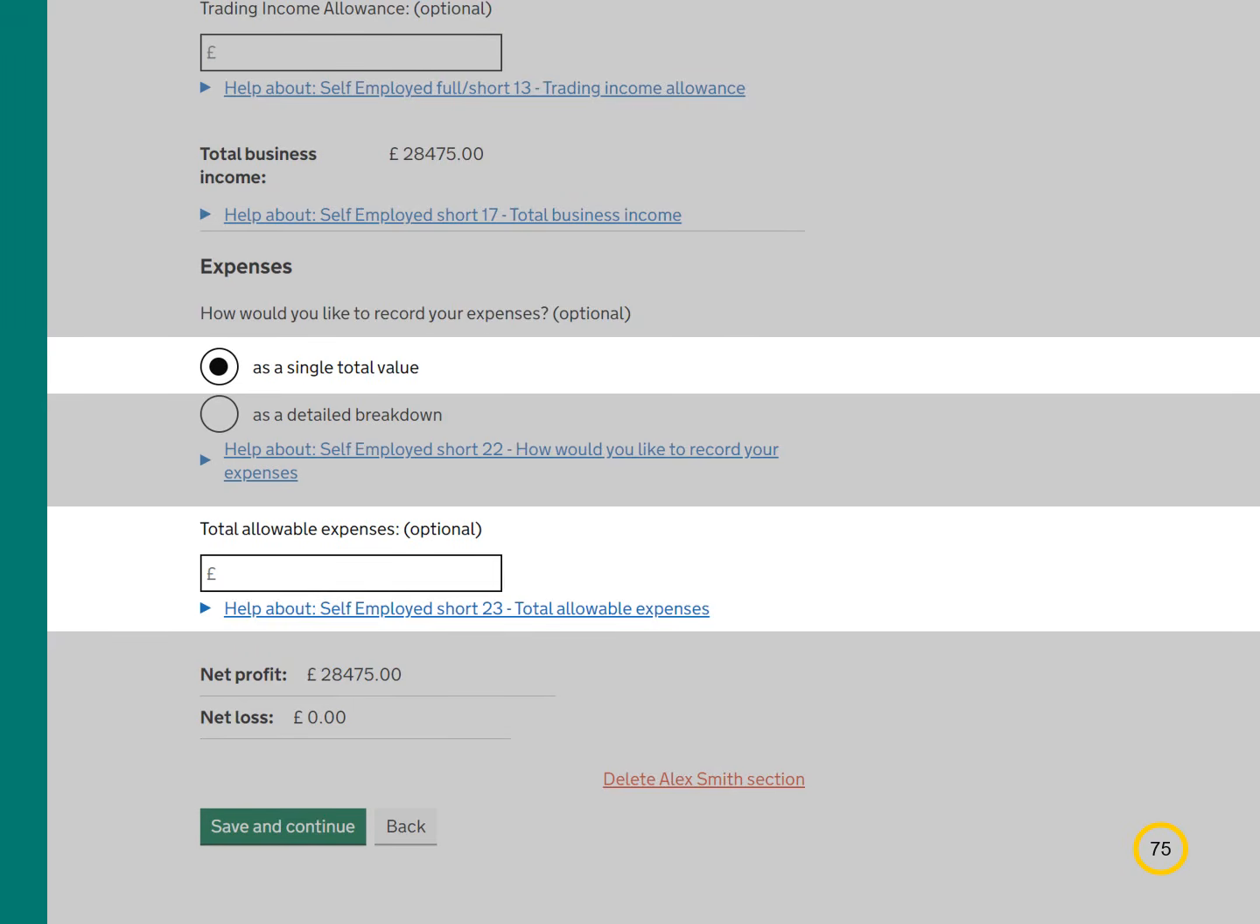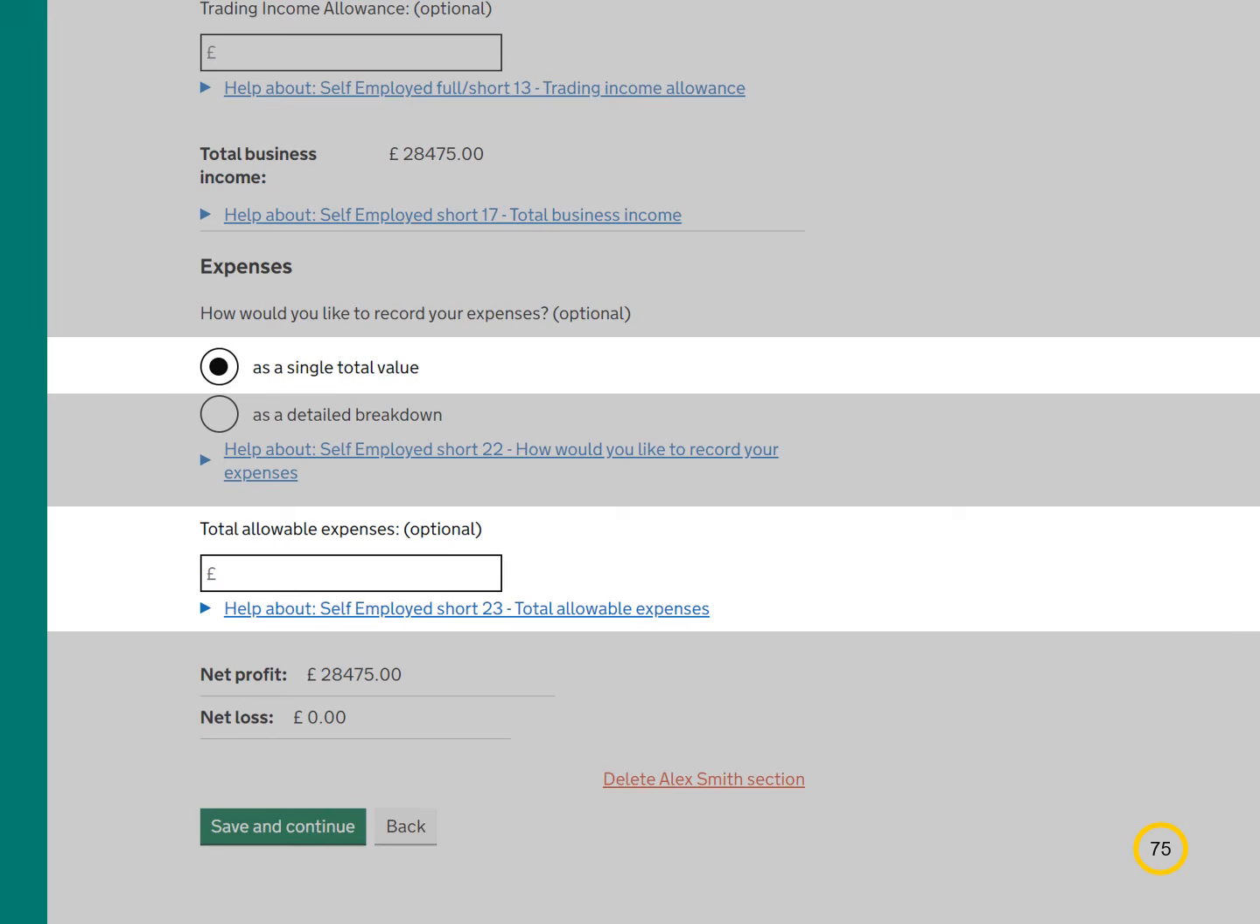If you choose to enter your expenses as a single total value, you are given a box to show your total allowable expenses. The Help About link gives guidance on what is and is not allowable. There are also links to videos on HMRC's YouTube channel.